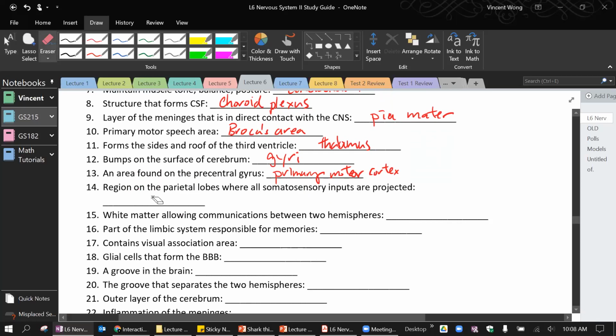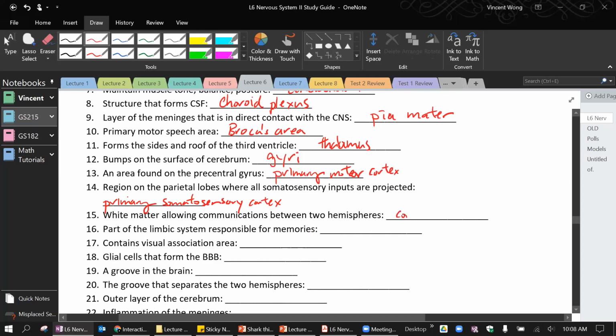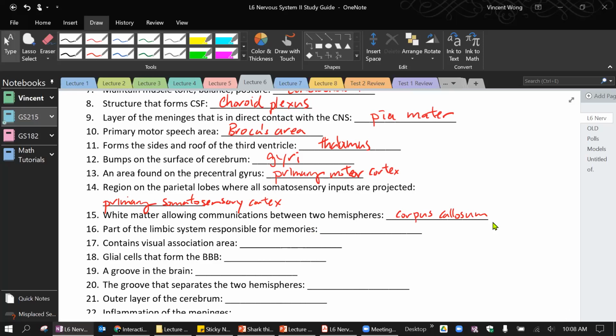Region on the parietal lobes where all somatosensory inputs are projected. That would be the primary somatosensory cortex. White matter allowing communication between two hemispheres, that is the corpus callosum. Okay, it's on top of the lateral ventricles when you are looking at a mid-sagittal section of the brain.